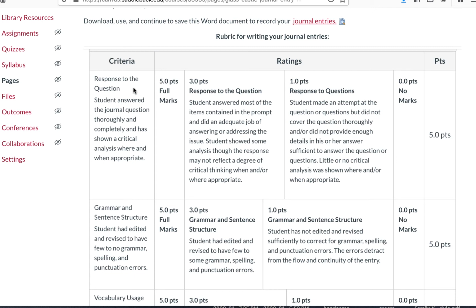For example, your response to the question or questions. The student answered the journal question thoroughly and completely and has shown a critical analysis where and when appropriate. In other words, if I've asked you to think about it, reflect on it, compare something, contrast something, you have given it some good thought.